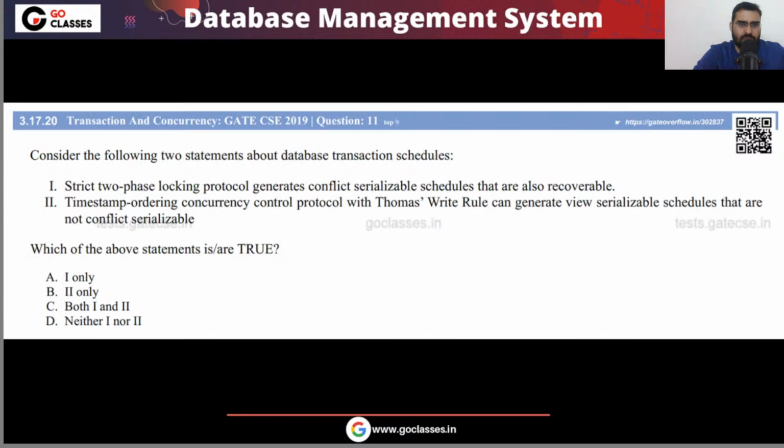Tell me the answer for this one. This is a GATE 2019 question, a very recent question. The question says: consider the following two statements about database transaction schedules. Strict two-phase locking protocol, strict 2PL, will generate conflict serializable schedules that are also recoverable. Yes, this is correct. This is the purpose of strict 2PL.